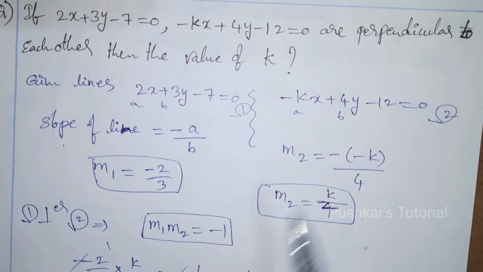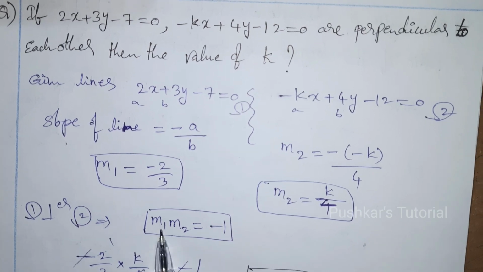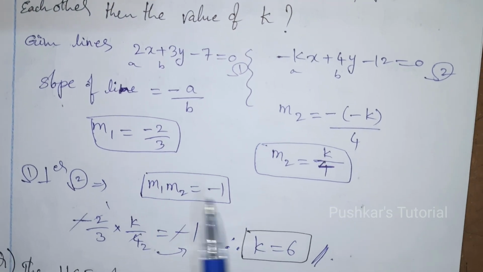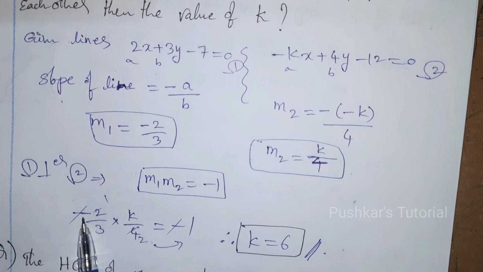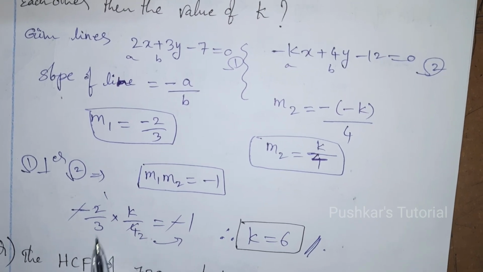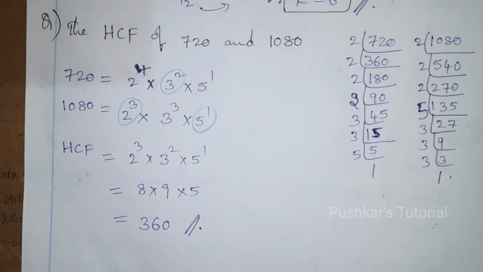Same formula again. So here minus of minus is plus. So for perpendicular lines m1 m2 is equal to minus 1. So m1 value into m2 value is equal to minus 1. Minus minus cancel. 2 ones are 2, 2 twos are 3, 2 threes are 6. Therefore k answer is 6.